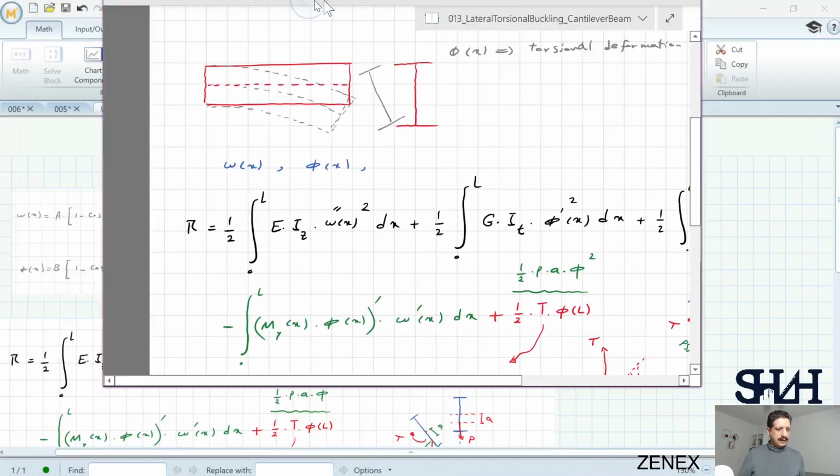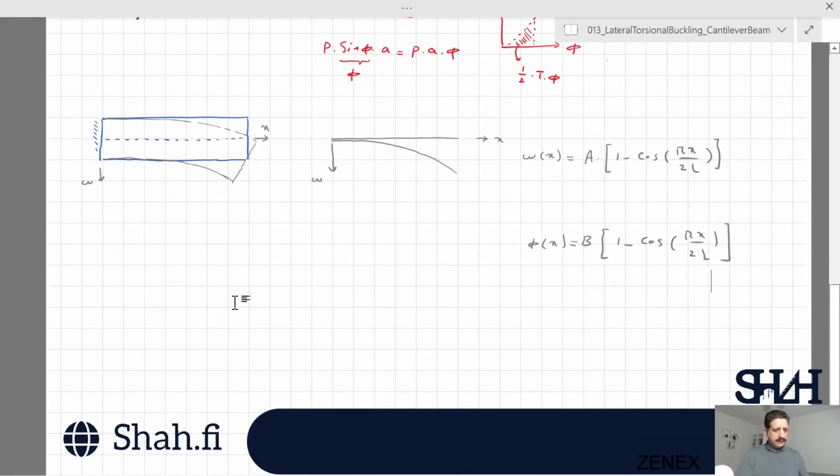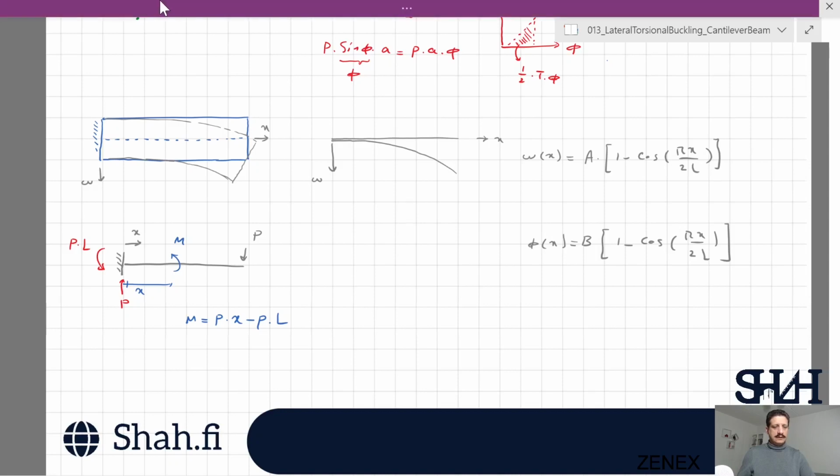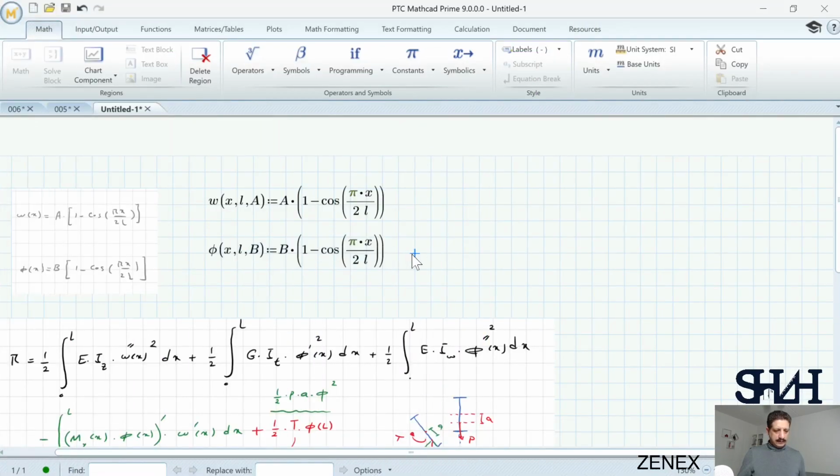Coming back to the notes, the bending moment, if we assume x is positive from left to right and the load is at the tip, the force reaction will be P with the moment of P times L. As a result, moment at the distance of x will be P times x minus P times L. So we need to consider this as the function of moment, M as a function of x and L and P will be P times L minus P times x.